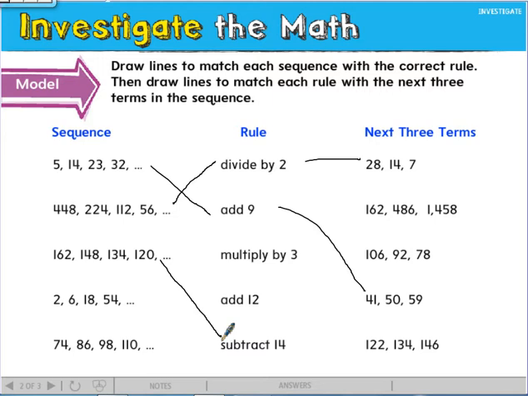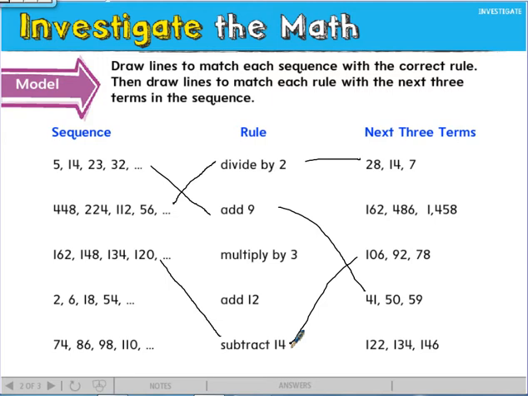$106. Good. What's 106 subtract 14? Miss Book? 92. What's 92 subtract 14? Good job, Mr. Morton. So there's our answer. We need to draw a line right there. Boom. Okay? Next one, 2, 6, 18, 54.